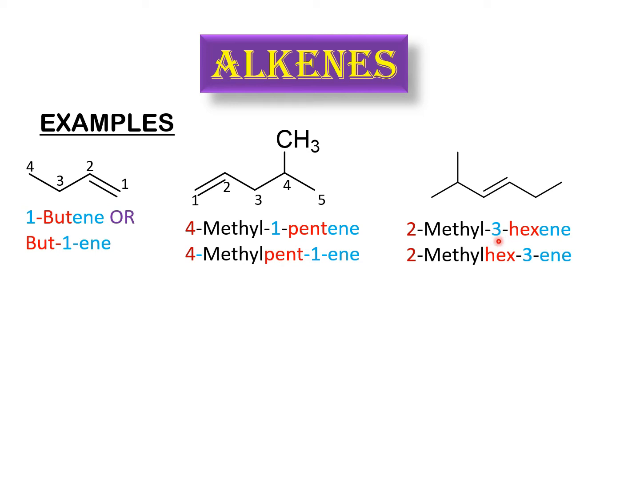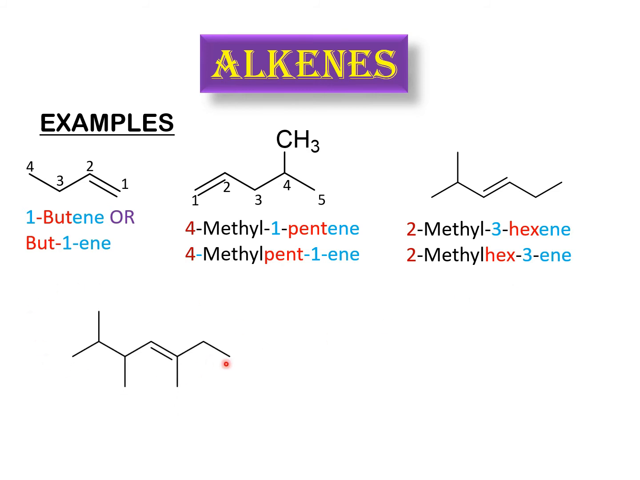So we mention the position of the double bond here, then hex for the 6 carbons in the chain, and end the name with ene because it belongs to alkene. So it's a 2-methyl 3-hexene or 2-methyl hex 3-ene. Make sure you know where to put the hyphen and where not to put it.